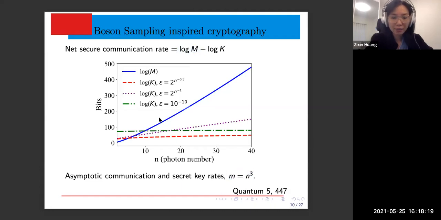And log m here is plotted by the blue solid line there. And down below are log k for different security parameters. So as you see, the net communication rate here scales exponentially as you grow the number of photons. So basically we have our first task accomplished. That is, we can encrypt a much longer message using a much shorter key.